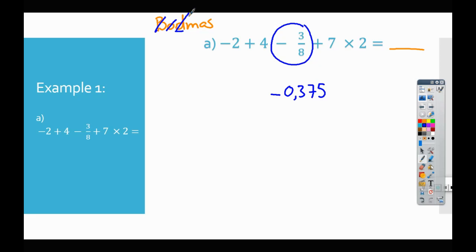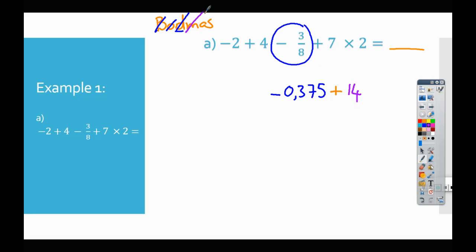Next comes multiplication. Is there any multiplication that we need to do? Yes, there is. Please do note there's an addition sign here. I will just bring it down. And now we have 7 times 2. 7 times 2, we know that equals 14. Let's just use a different color for the 14. So multiplication is done. Then it says addition.